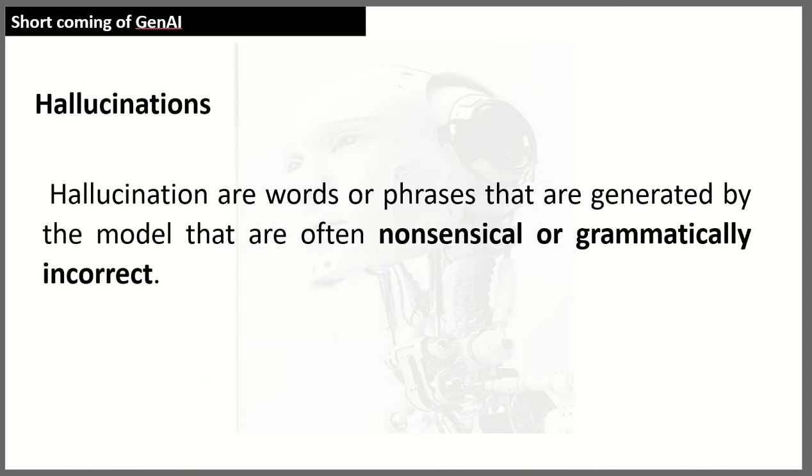Okay, let's move. Now, the shortcoming of this generative AI is what we call hallucination. Hallucinations are words or phrases generated by the model that are often nonsensical or grammatically incorrect. So it just generates something. You remember, it's generative AI. It can generate something, and it could be nonsensical or grammatically incorrect. This is one shortcoming it has.